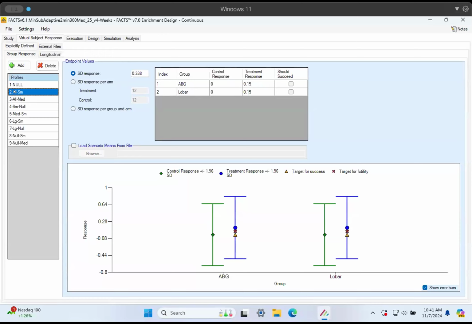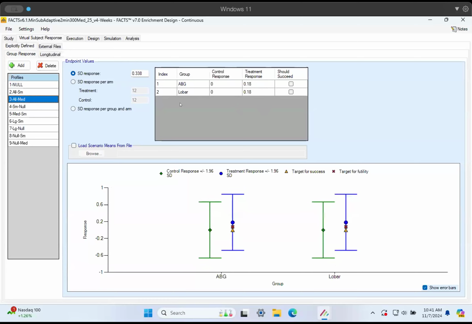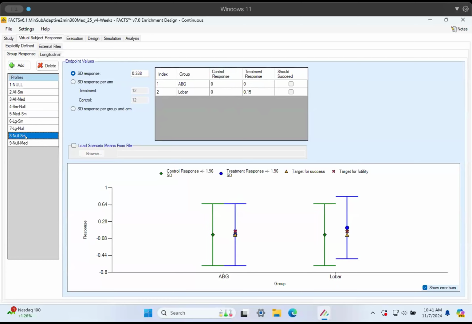But what you can see here now, I'm setting up the all small profile. Our small effect was 0.15, difference from control. All medium, 0.18. We don't have an all large in here. One that might be really interesting to us is like a null small. So this is where we're going to assume one of the subgroups here, ABG, has no effect and lobar has a small effect, 0.15.